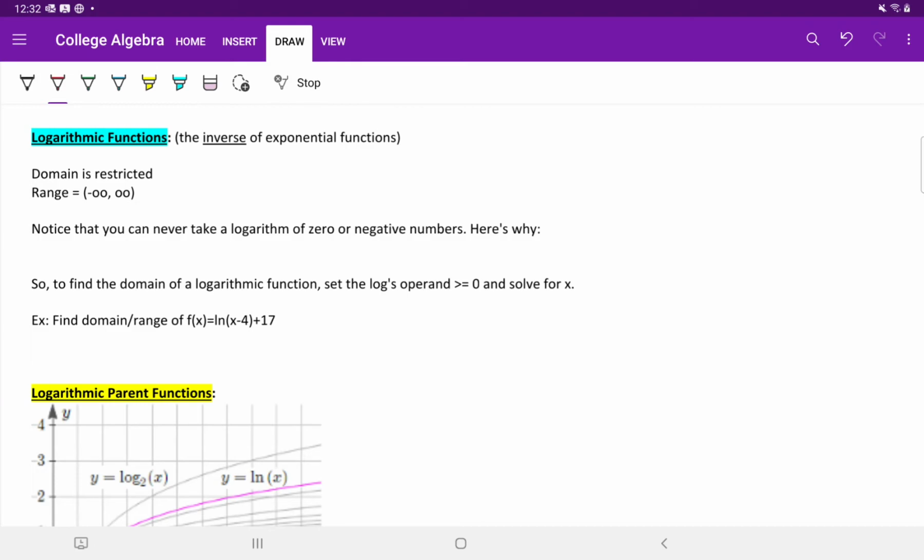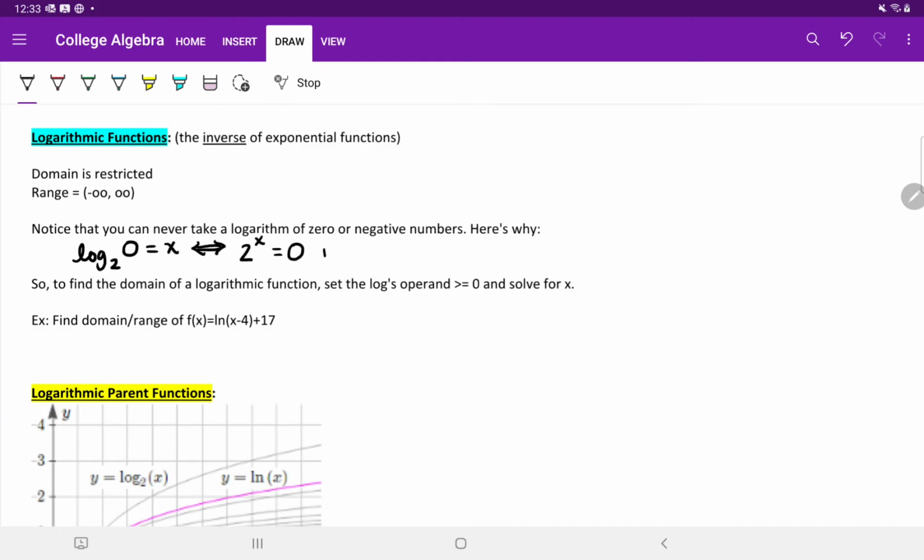So I have a note here for you. You can never take a logarithm of the number 0 or of negative numbers. And let me show you why. So we'll do 2 examples. Let's do log base 2 of 0 equals x. If I tried to take this logarithm, log base 2 of 0, let's rewrite this as an exponential. So we would have 2 to the x power equals 0.